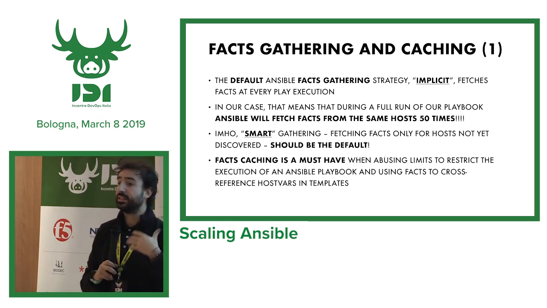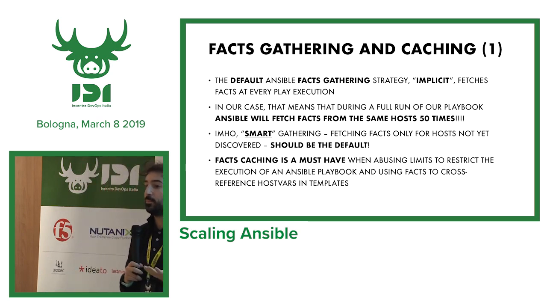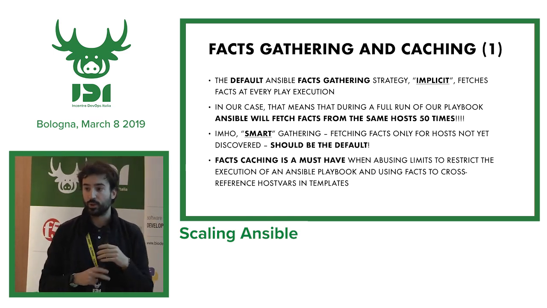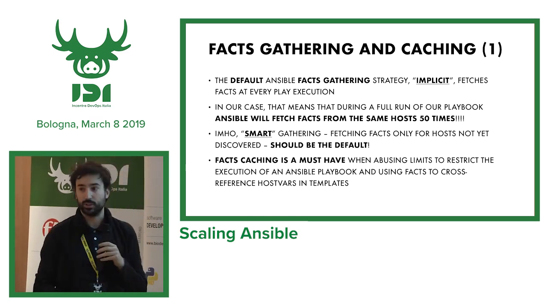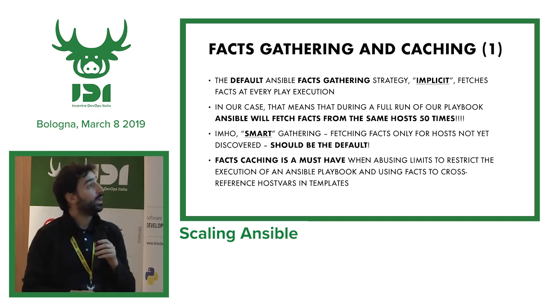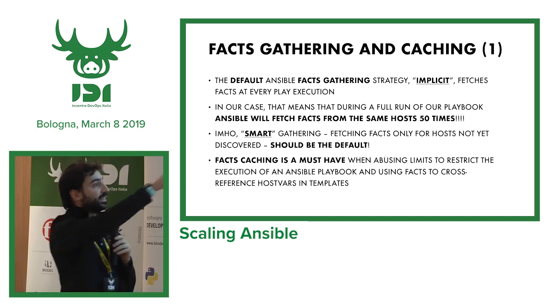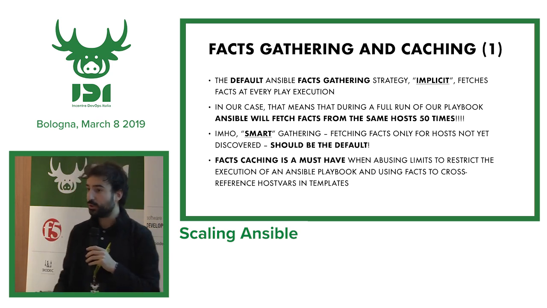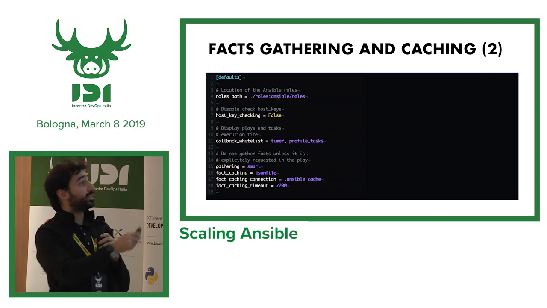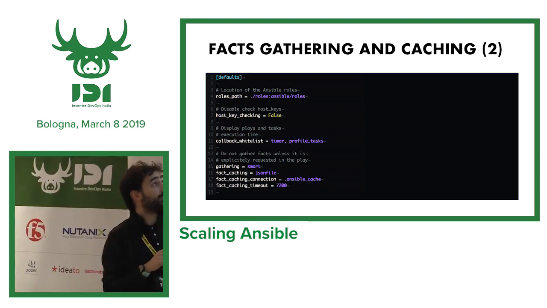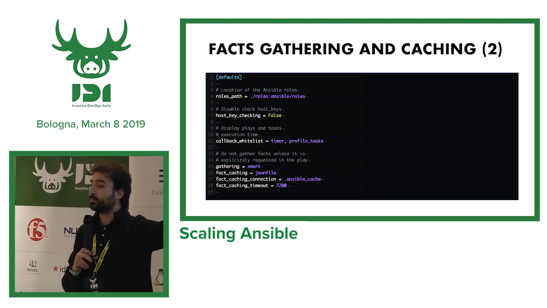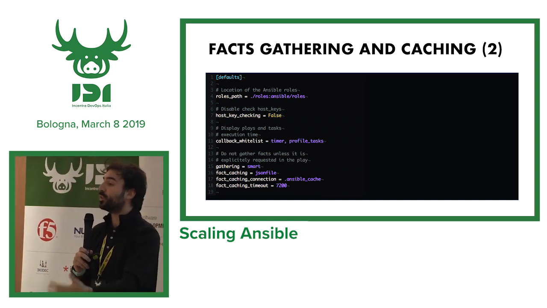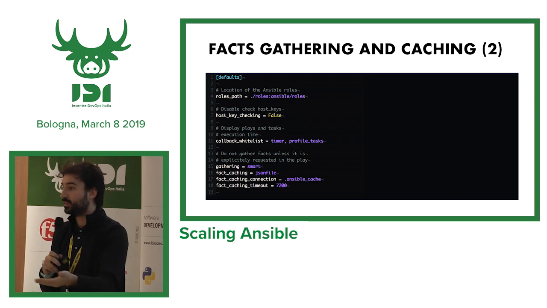So by default, in Ansible, facts are cached in memory, so that means that they live only in RAM. In the configuration we use, we cache facts on disk, okay? And this is really the last point. So fact caching is a must-have, okay? You really need to cache facts. The default fact caching strategy is in memory. That means that the facts live until the end of the execution of the playbook. If you run it again, it will fetch the facts again.